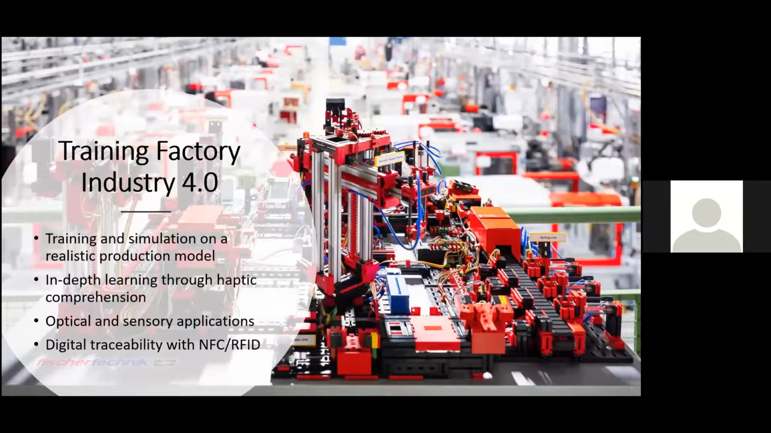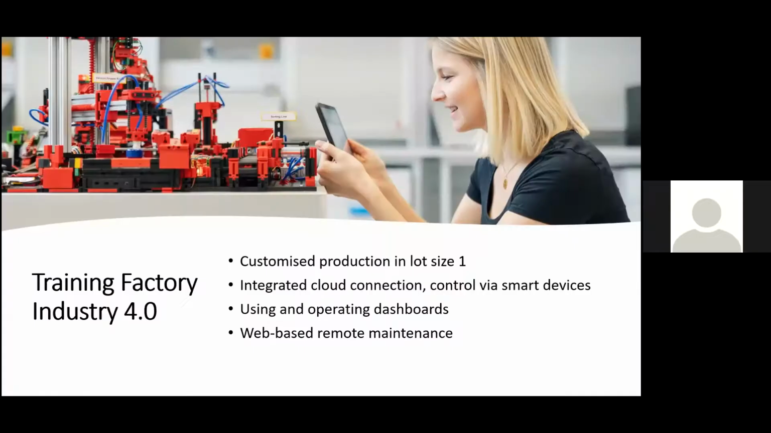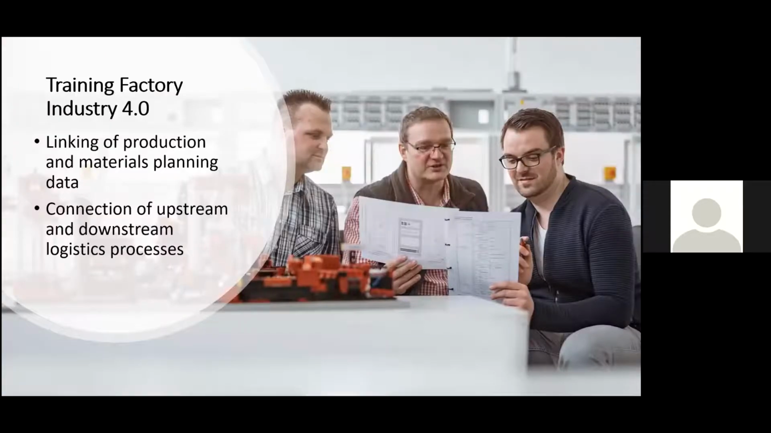The following topics can be addressed with the fischertechnik Training Factory Industry 4.0. Training and simulation on a realistic production model, in-depth learning through haptic comprehension, optical and sensory applications, digital traceability with NFC/RFID technology, customized production and lot size 1, integrated cloud connection and control via smart devices, using and operating dashboards, web-based remote maintenance, the linking of production materials planning data, and the connection of upstream and downstream logistics processes.